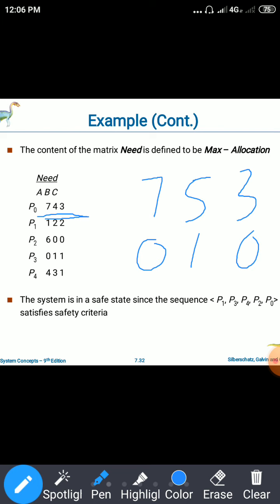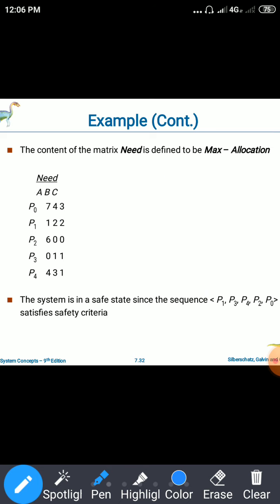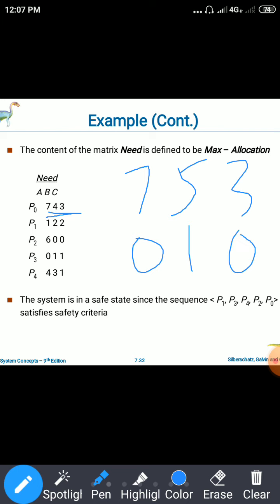Now calculate the need matrix by subtracting the allocation from the maximum. Maximum minus allocation gives the need matrix: 3 minus 0 is 3, 5 minus 1 is 4, and 7 minus 0 is 7. So the need value is 743. How did we get 743? By subtracting 010 from 753, that is 753 minus 010, which gives 743 for P0. So that is the need matrix for P0.